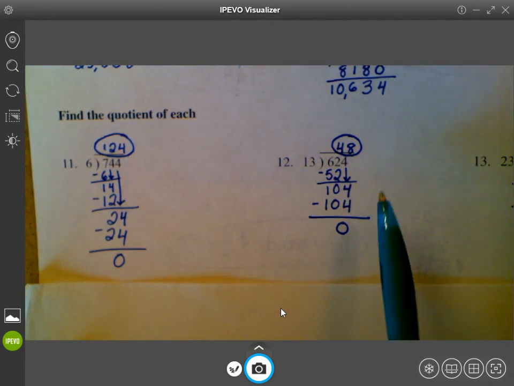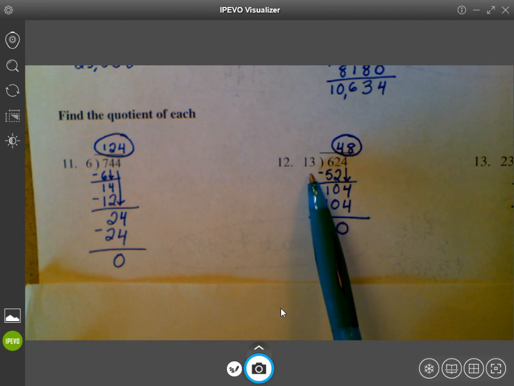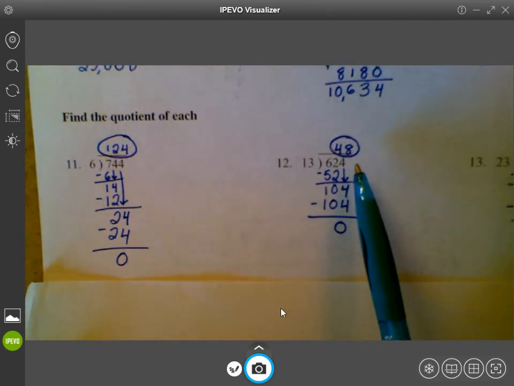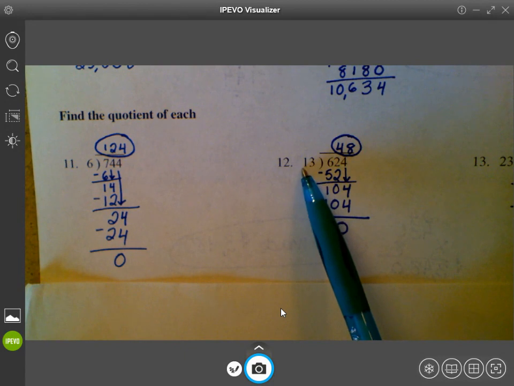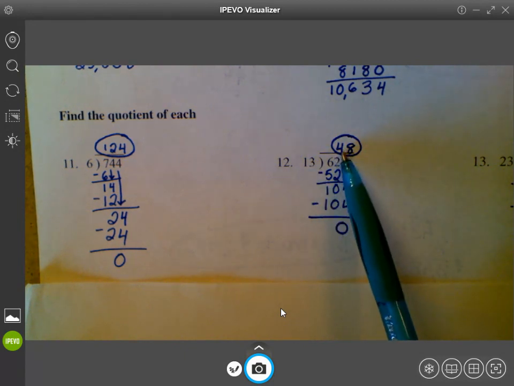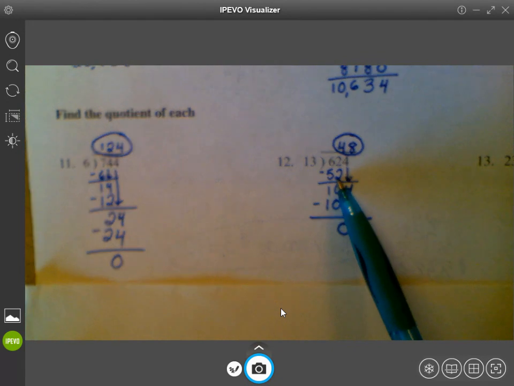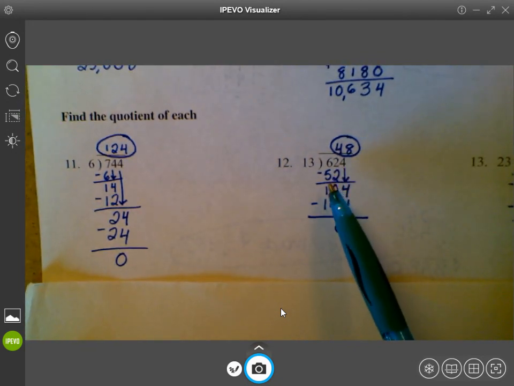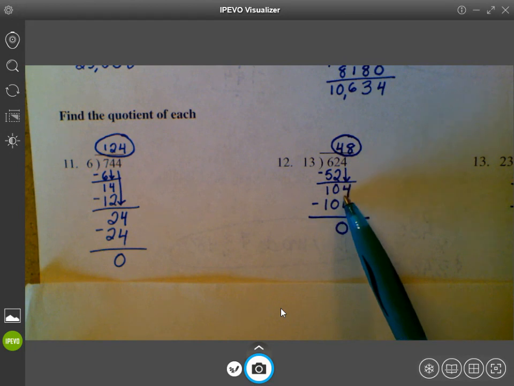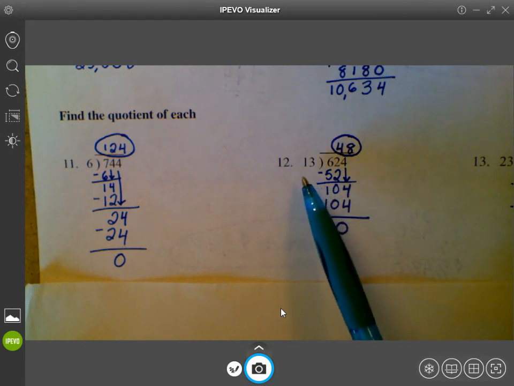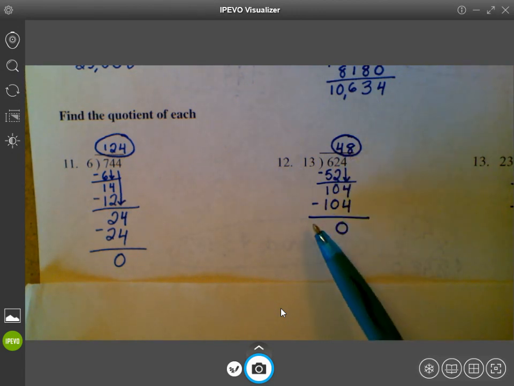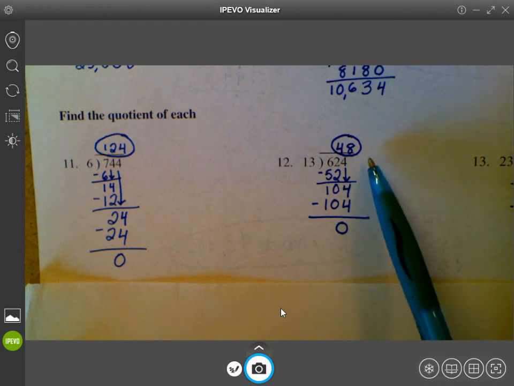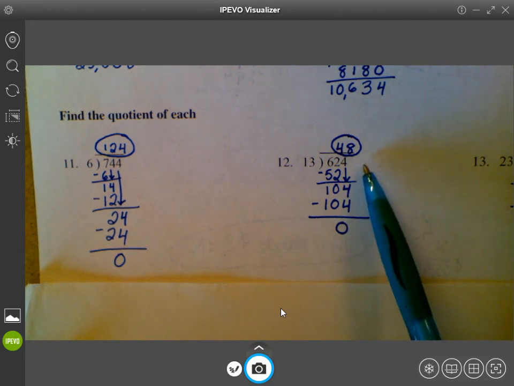Then for number 12, you were asked to divide 624 by 13. You should have wound up with 48 as your final answer, your total. To get there, we asked how many times does 13 go into 62? It goes in 4 times, and 13 times 4 is 52. So 62 minus 52 gets us 10. Then we would bring down the 4 for 104. Well, 13 goes into 104 evenly 8 times. So we put the 8 up top, and then we subtracted the 104 to get 0, and 48 as our answer. Are there questions on number 11 or 12?